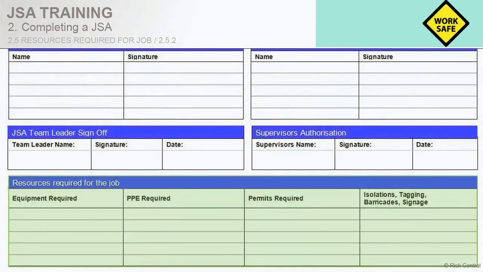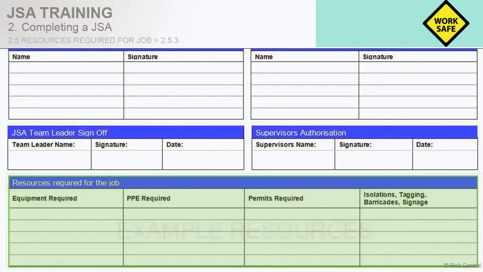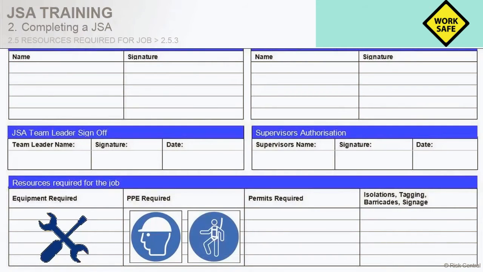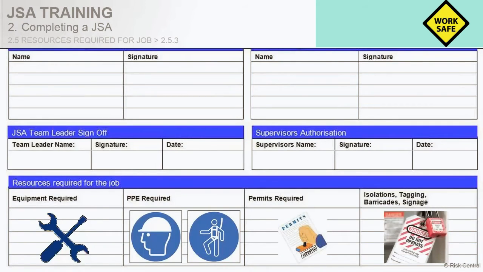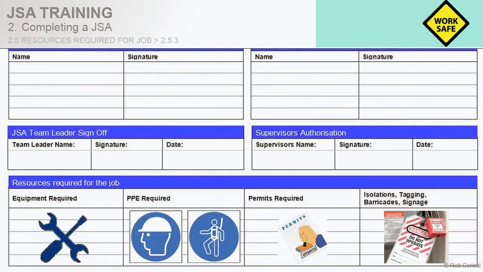Fill in the resources that are needed for the job. Examples of resources that might be needed for a job are equipment, tools, materials, or parts. PPE required, including specialised PPE, such as harnesses. Permits. Isolation equipment, such as tags, locks, etc. It may be necessary to add or to review the list of resources required while compiling the JSA, as not all resource requirements may be known at the outset.